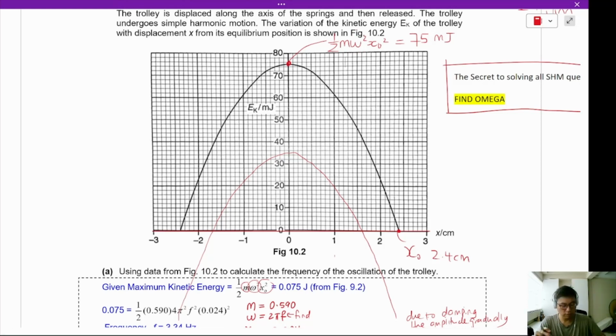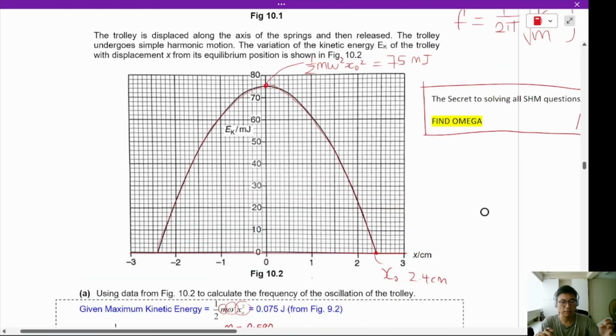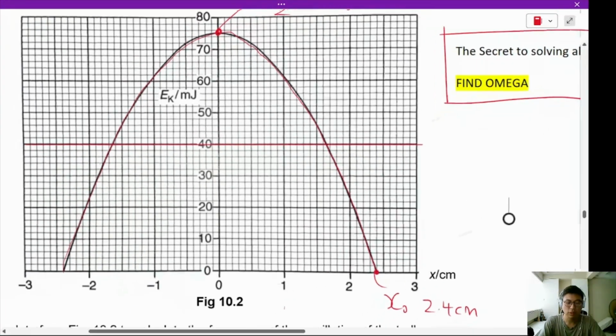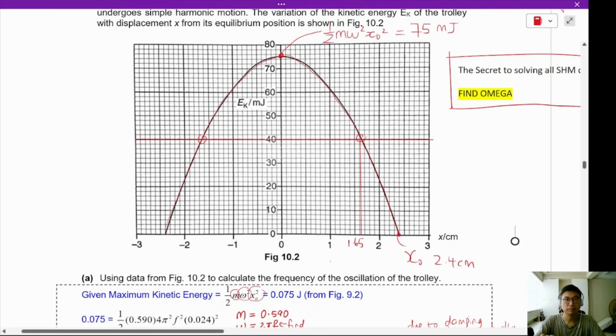Now, I know this is very difficult to do in an exam. It's not possible to shift the curve down in an exam. So instead, what we will do is that we'll shift the x-axis up instead. 1, 2, 3, 4. Now, we shift the x-axis up by 40 millijoules. And so now we can find the new intersection point, which will give us the new amplitude of oscillation of the cart. And it looks like 1.65 cm. So the answer is 1.65 cm.